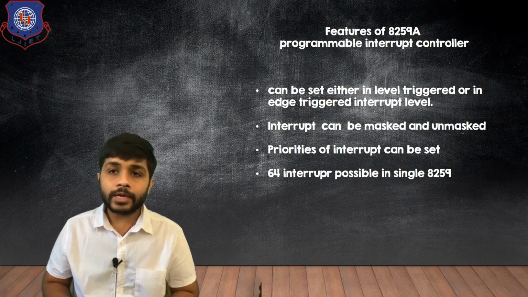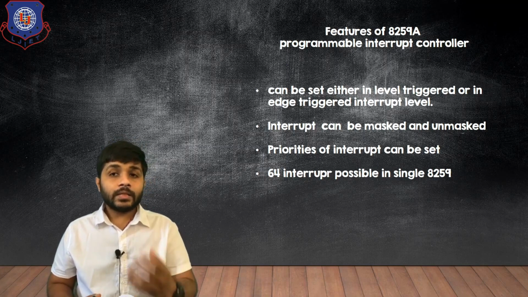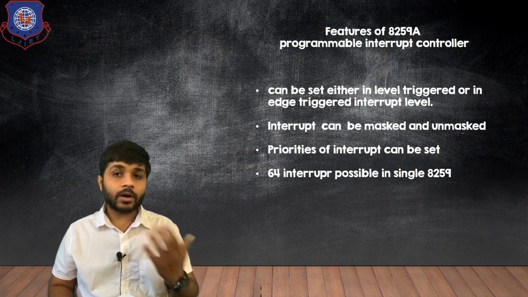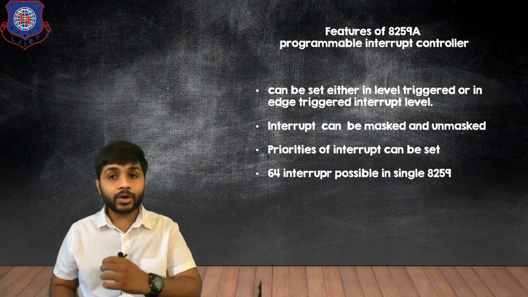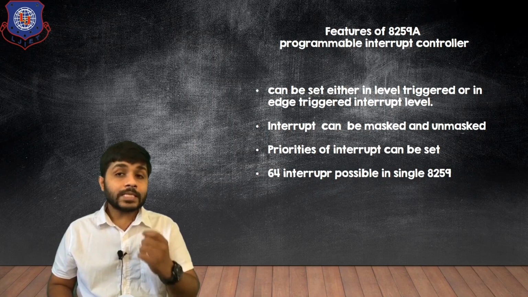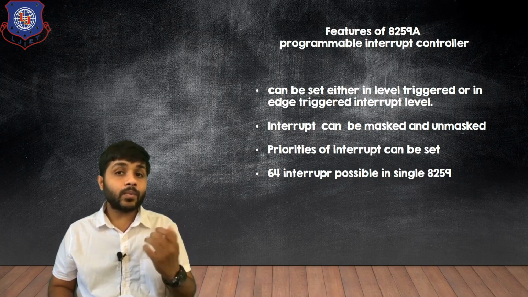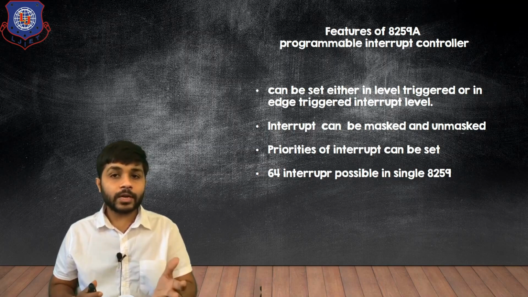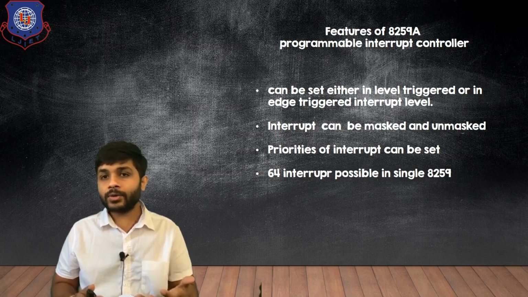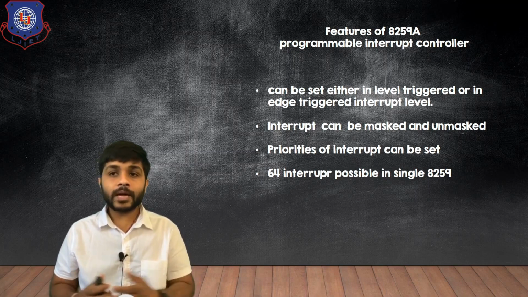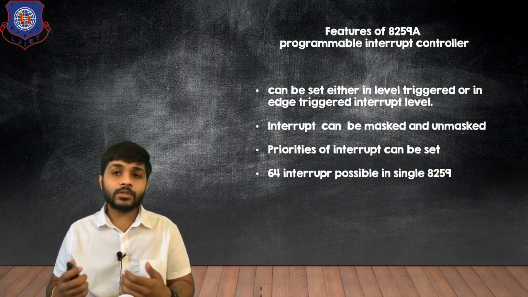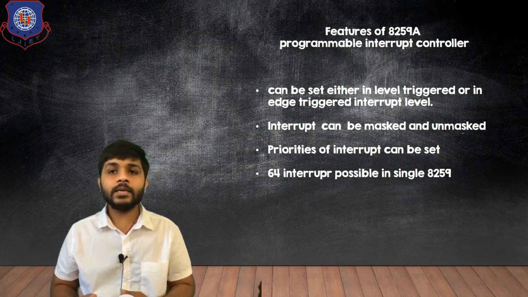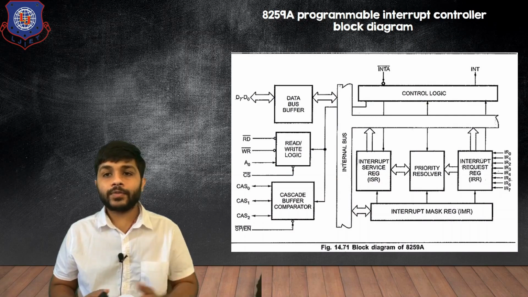Let's see the features of 8259A. In the 8259A, all the interrupts can be either masked or unmasked. You can set the priority of all these interrupts. You can set whether a particular interrupt works in level trigger or edge trigger. And a total of 64 interrupts are possible. So it is a very good thing, right? We are having more interrupts and we are having the flexibility, which was not possible in the case of 8085. Let's see the block diagram of 8259.